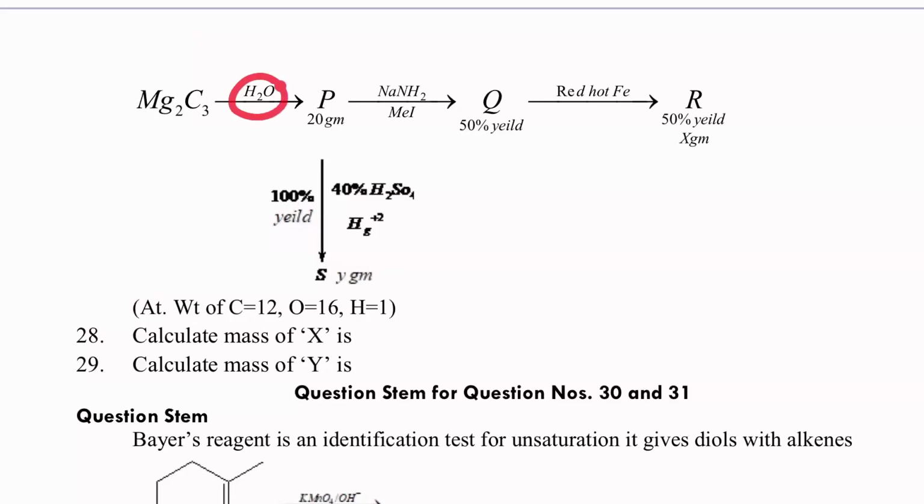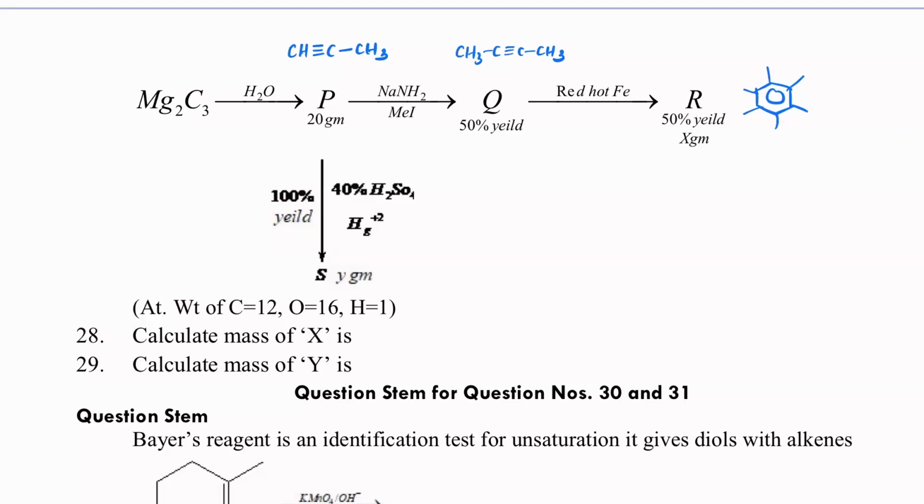Mg2C3 on hydrolysis will give you CH triple bond C CH3, propyne. And NaNH2 will take H plus away and C minus will attack on methyl. So you will get CH3, C triple bond C, CH3. That is Q. Red hot iron tube, this also we discussed, you will get hexamethyl benzene.